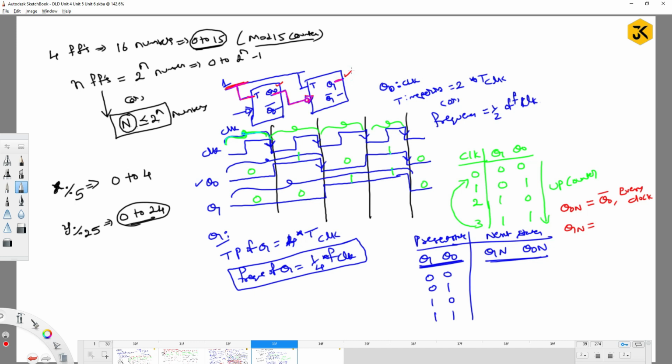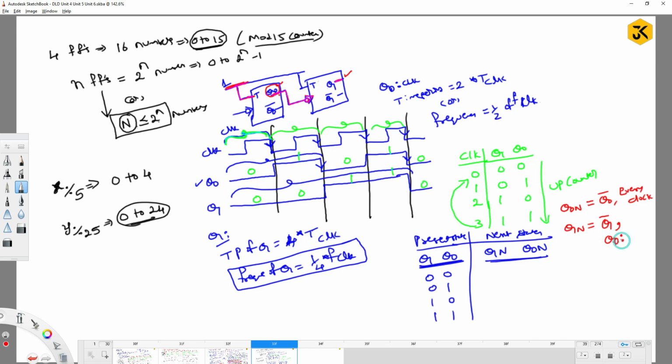Q1n you are going to get toggle, but this toggle clock signal is what? Q0, q naught, right? Meaning that q1n is definitely going to be toggle. But for what kind of value is it going to toggle? It is going to toggle based on q naught.